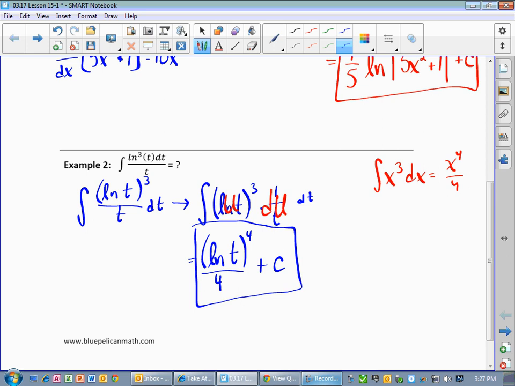Now think about the derivative of this expression really quick. If we did the derivative of this, we'd have to use a chain rule. So we'd have 4 times ln of t to the 3rd over 4 times the derivative of ln of t, which we just said was 1 over t. So we have 4 ln of t cubed over 4 times 1 over t. Well, the 4s would divide out. We'd have ln of t cubed times 1 over t. That is what we had right here. So remember, anytime we're doing the indefinite integral, we can always check by taking the derivative. And many times that's just a mental math process.